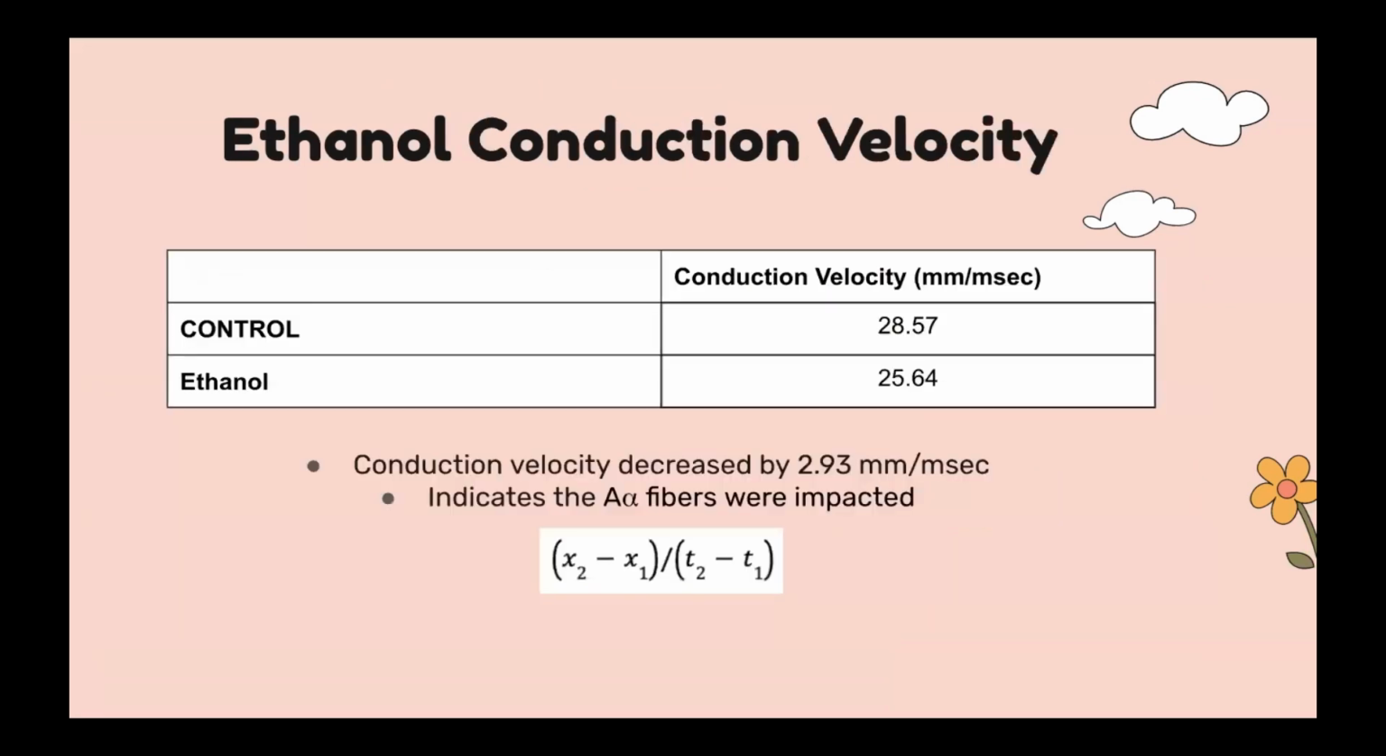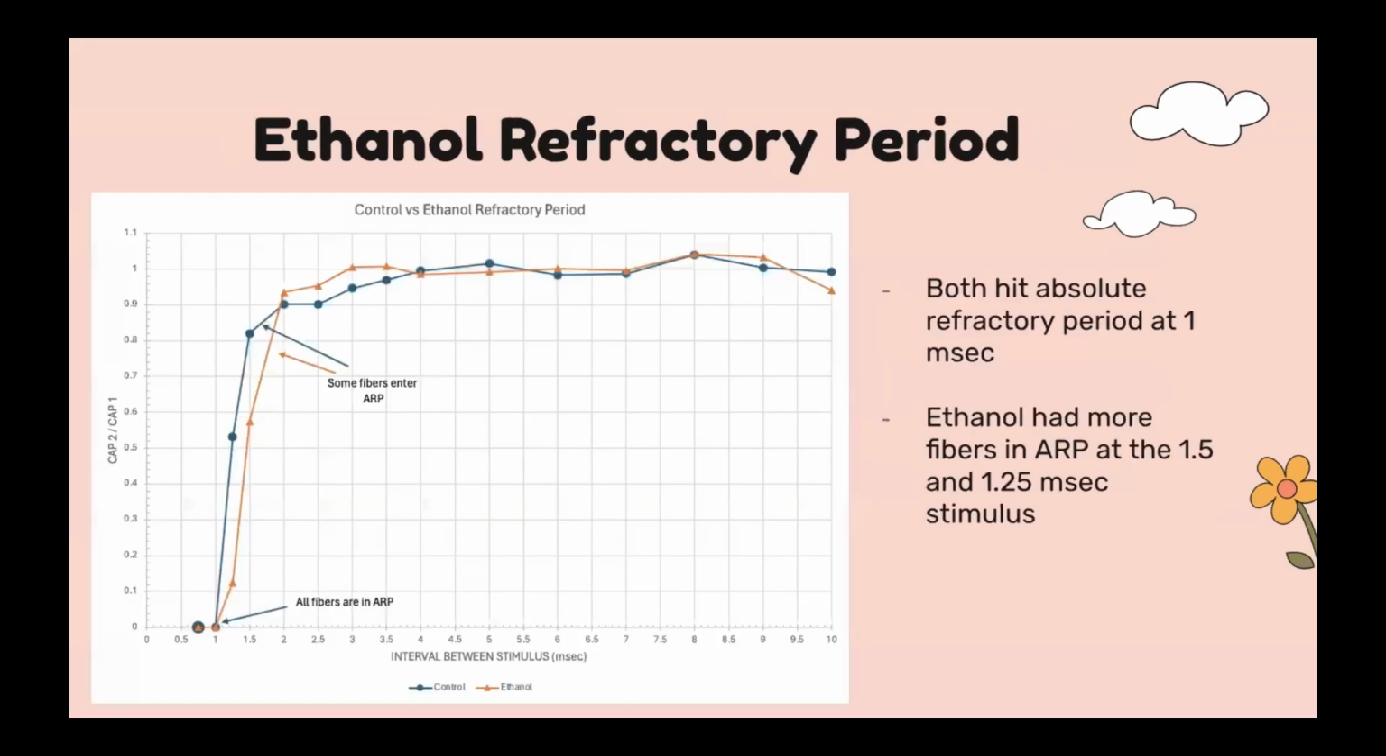Since it was shown that the A fibers were affected by ethanol, we see this again in conduction velocity as it decreased by 2.9 millimeters per millisecond. A decrease in conduction velocity is from the decrease of flow of sodium ions into the cell, causing a slower depolarization rate. For the studied refractory period, we did not see a significant decrease between the control and ethanol.